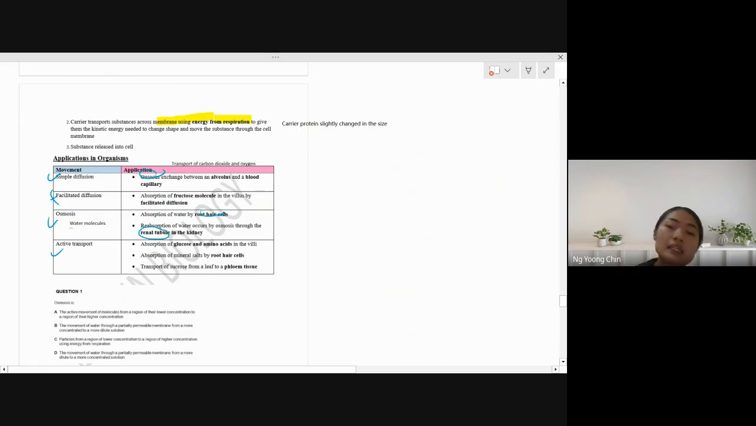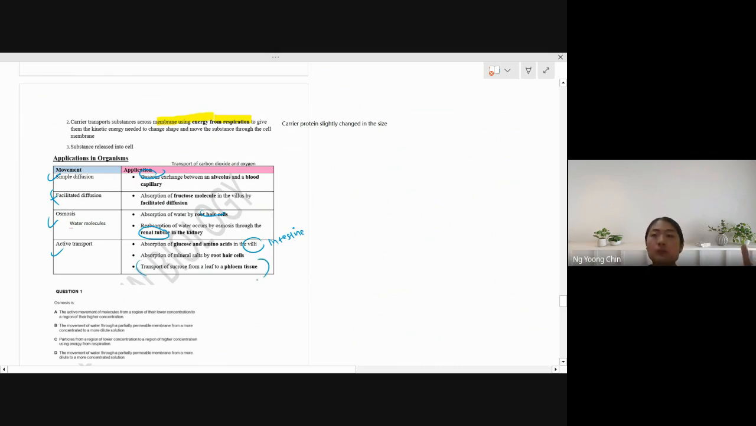You will learn this later, where our kidney tubule is able to reabsorb water from the urine into the blood capillary. Then how about active transport? Active transport is used to actively absorb glucose and amino acid in the intestine villi. This villi is from the intestine. And then absorption of mineral salt by the root hair cell, and transporting sucrose from the leaf into the phloem tissue. Okay, this is for your information.